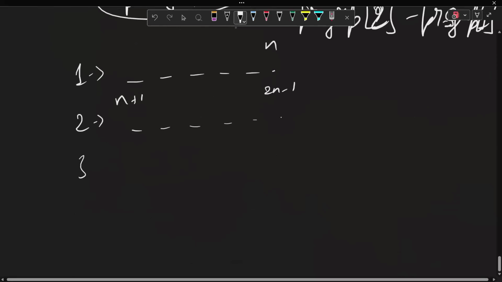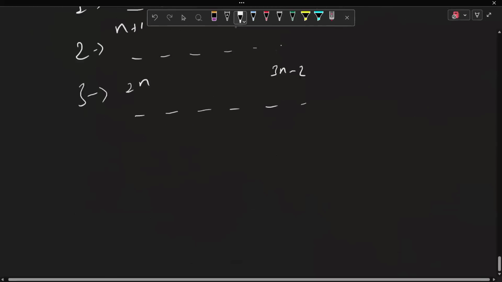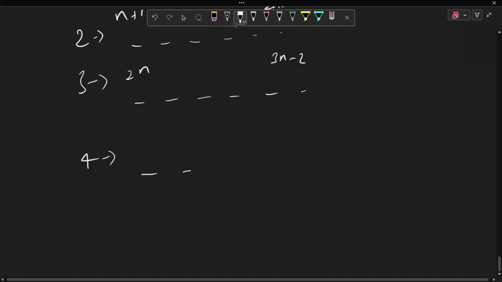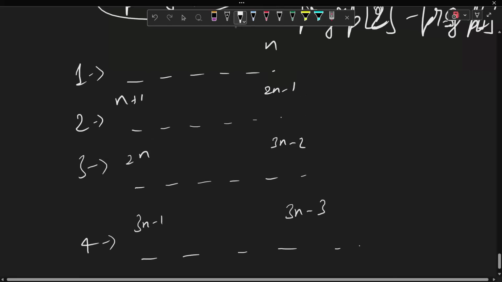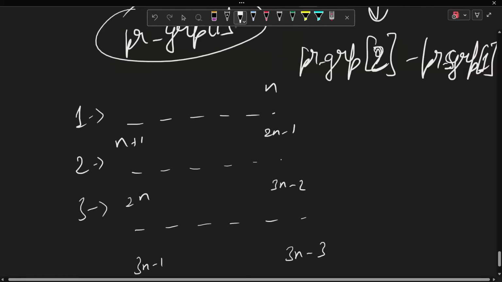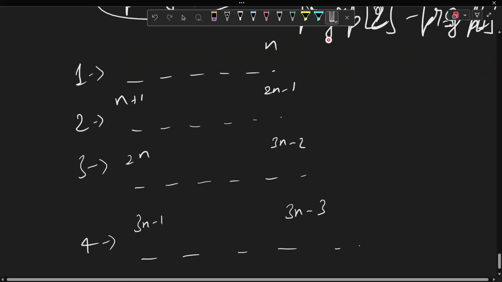Okay. Group number 3 starts with 2n. It would have n minus 2 elements. So it would end at 3n minus 2. Okay. Group number 4 would start with 3n minus 1 and it would have n minus 3 elements. So it would end at 3n minus 3. Okay. So that way, you get the ranges of the groups.